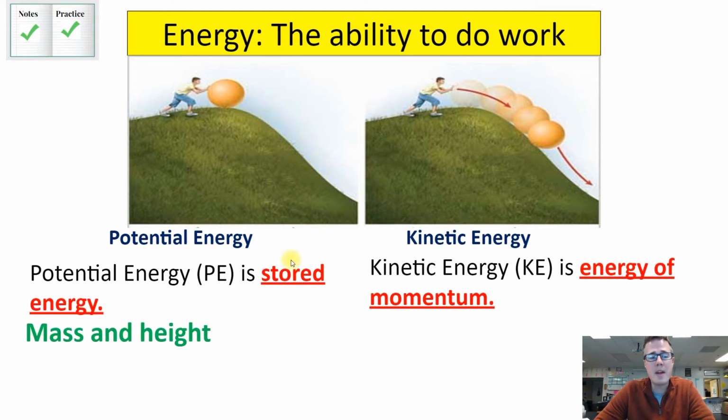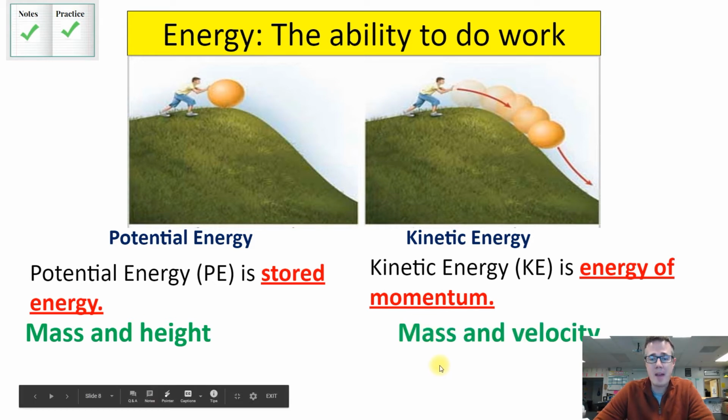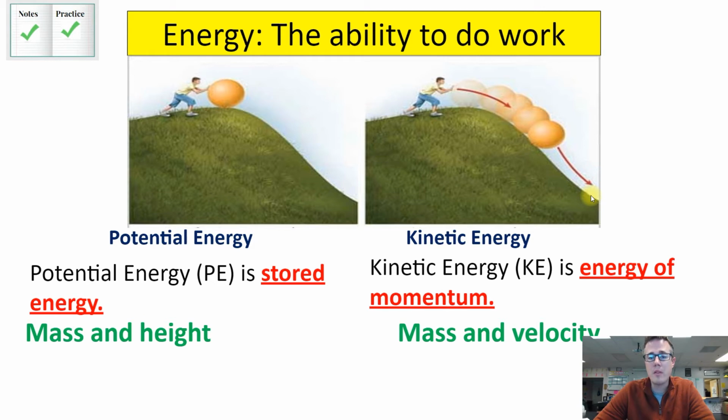So the two things that matter in potential energy are the mass of the object and the height that it's being brought up to. For kinetic energy, since it's the energy of momentum, and we've done a lot of things with momentum so far, hopefully you remember the things that go into momentum. It's the mass and the velocity. You can kind of think about it like if you were standing at the bottom of the hill, what would make the ball harder to stop? Well, if the ball is really heavy and going fast, that means that the ball has a lot of energy.